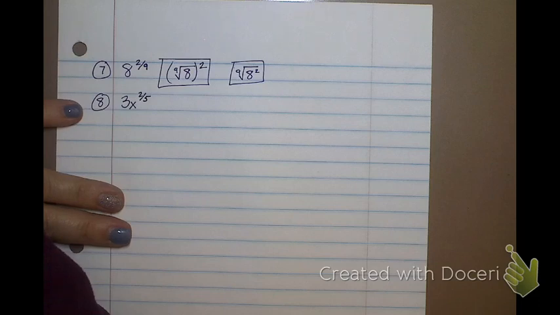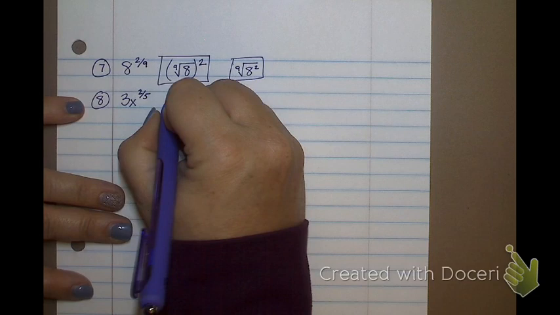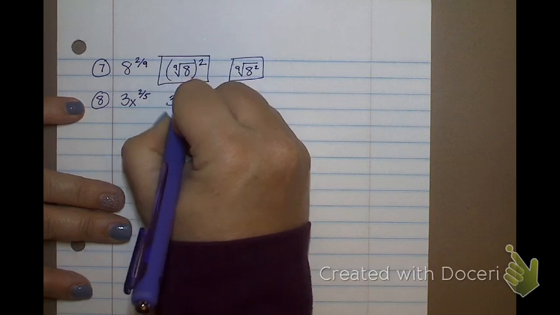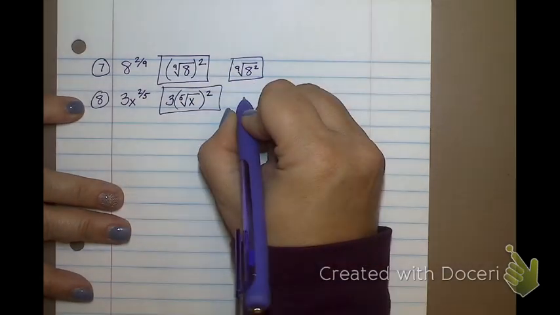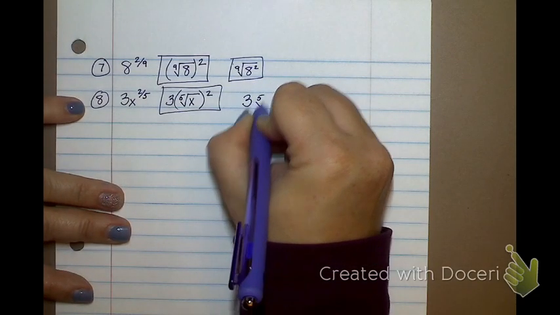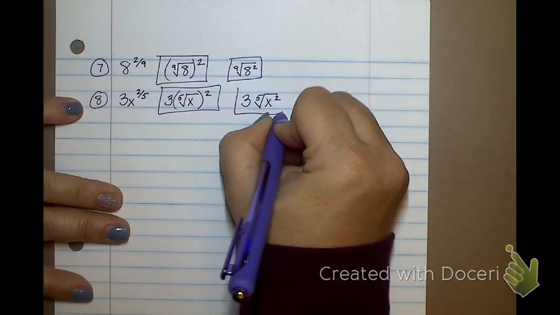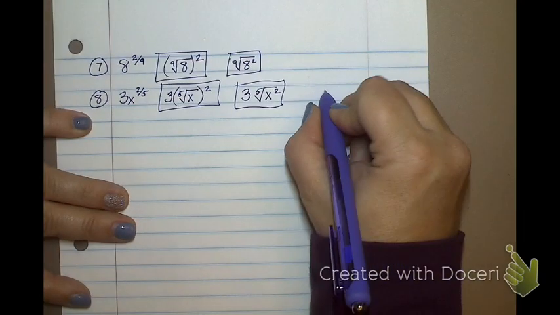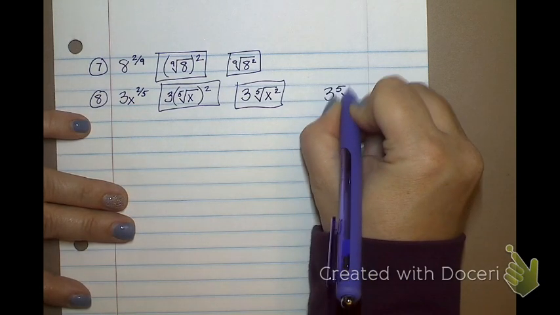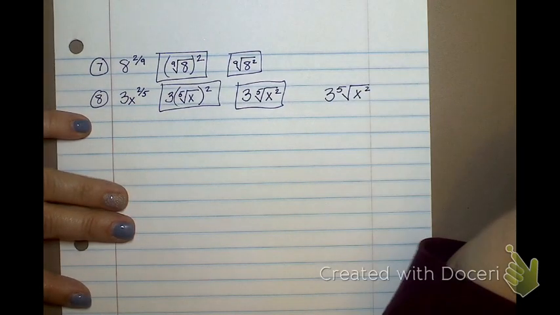Number 8. Same instructions, write in radical form. What's different about number 8? Only the x is going to be in the radical. So I either have 3 times the 5th root of x squared, that's one possibility, or I have 3 times the 5th root of x squared. Either way. Just please, no matter which way you write it, make sure that there's nothing that looks like 3 to the 5th power. That I'm going to have an issue with.